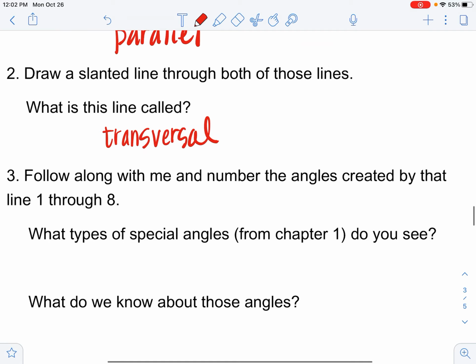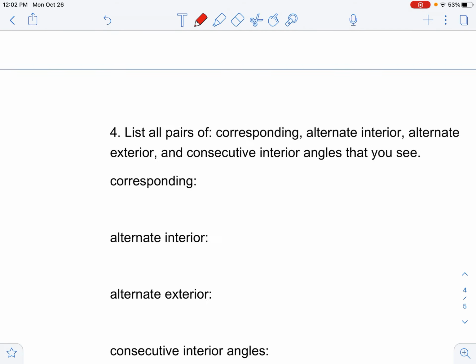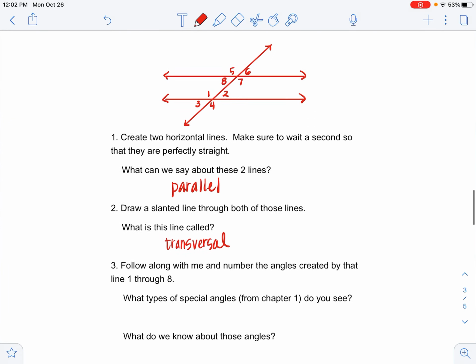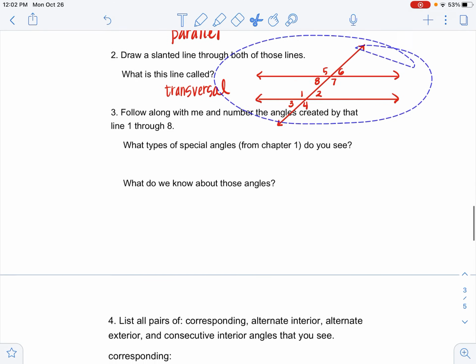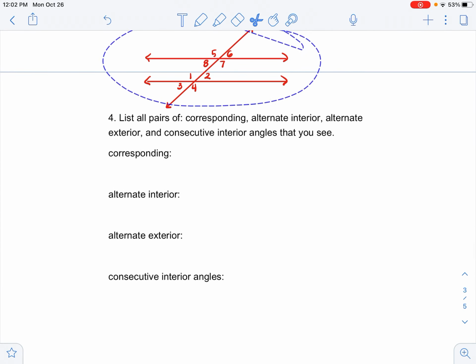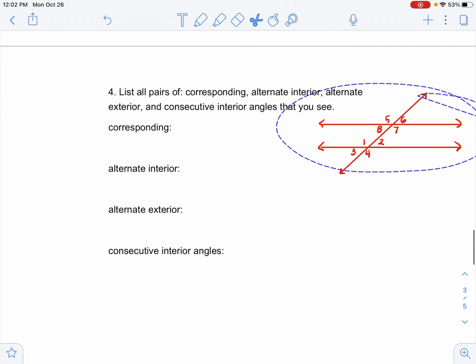Okay, so the next thing that we're going to do is list the pairs of corresponding angles, alternate interior, alternate exterior, each one of them. So let me bring this down here so I can see it. Okay, so list all the pairs of corresponding angles. Let's start with angle 5. What corresponds to angle 5? Angle 1. So angle 5 and angle 1.